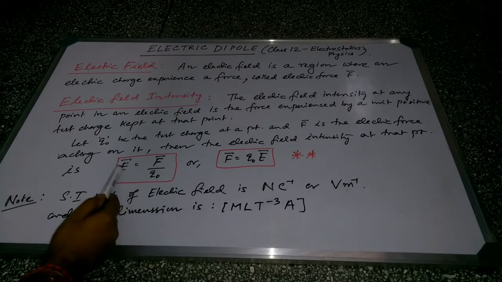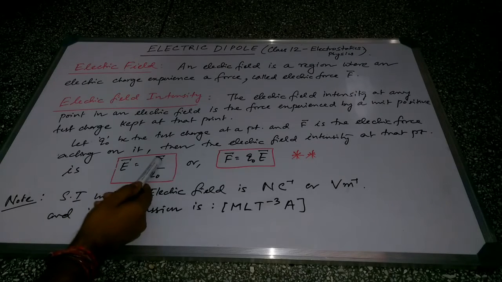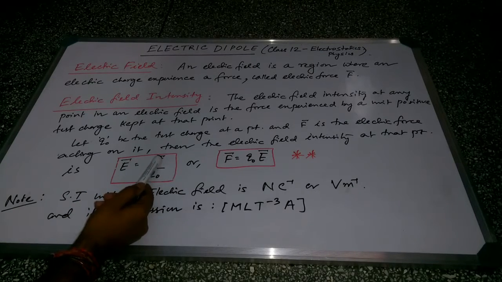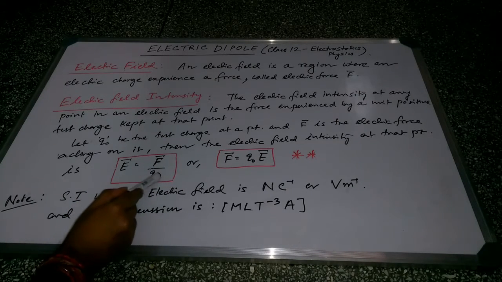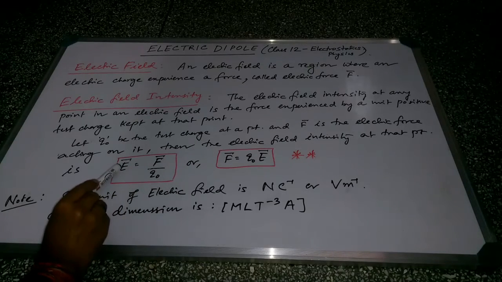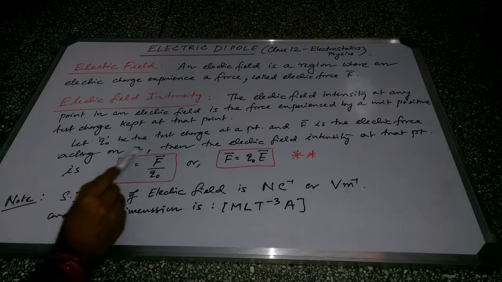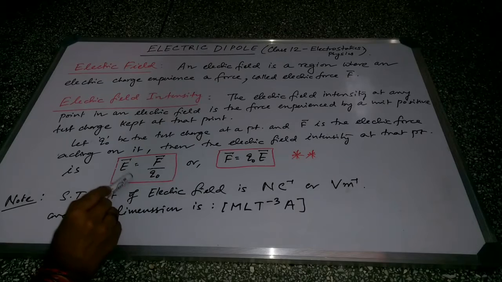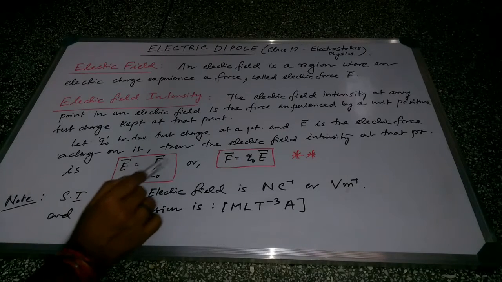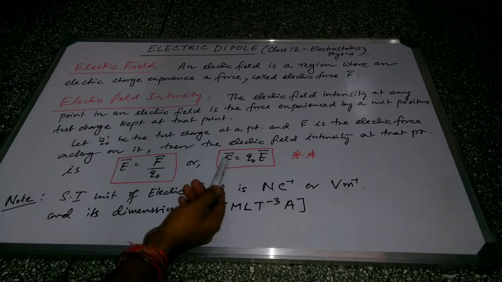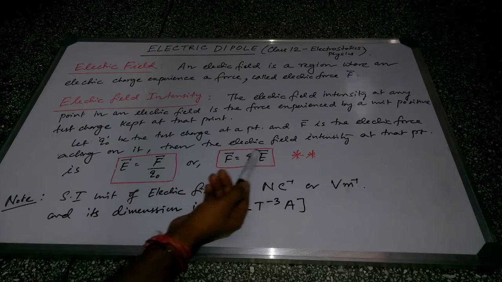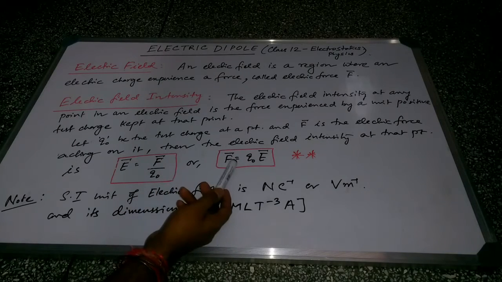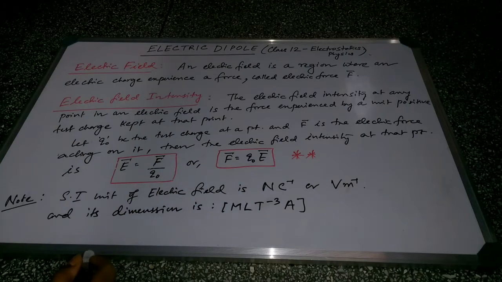The electric field intensity is basically the electric force experienced by a unit positive test charge kept at that point. So the electric field intensity at any point is the electric force experienced by a unit positive charge placed at that point. This definition comes from this expression. From this we can get F equal to Q naught into E. F and E are vectors, they have direction. So these two expressions are highly important, double star expressions.